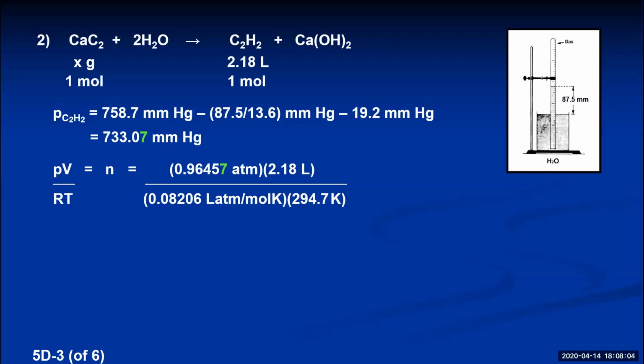Converting the 733.1 millimeters of mercury into atmospheres, it becomes 0.96457 atmospheres, the volume 2.18 liters, the universal gas constant, and then the temperature switched to Kelvin, 294.7. Atmospheres, liters, and Kelvin cancel out. The moles in the denominator under the fraction bar flip to the top, and we now calculate the number of moles of acetylene gas as 0.0869 guard digit 5.